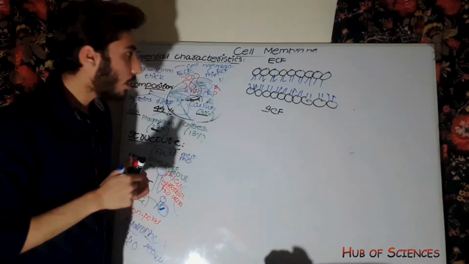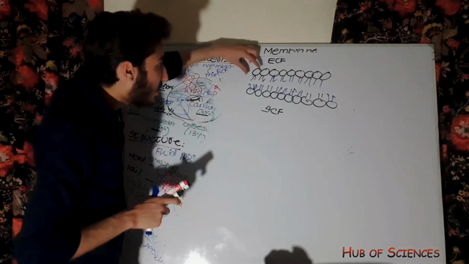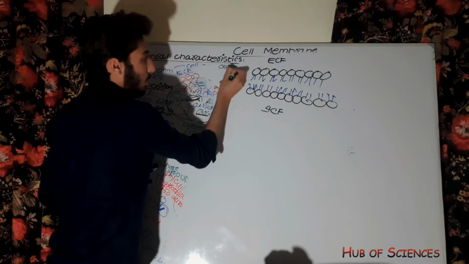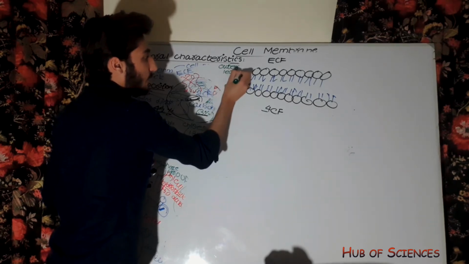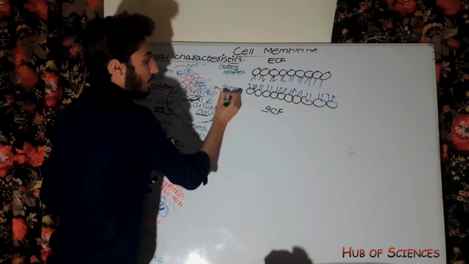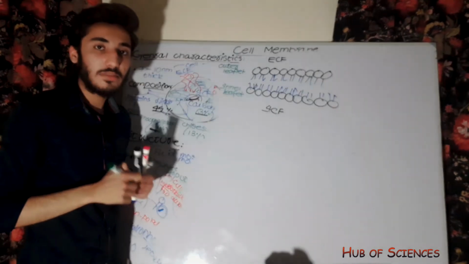So these are the hydrophilic heads, or polar heads, and these are the hydrophobic tails. So this is the outer leaflet of the cell membrane, while this is the inner leaflet of the cell membrane. We call this the outer leaflet because it faces the ECF, and we call this the inner leaflet because it faces the ICF, intracellular fluid. So what will happen?